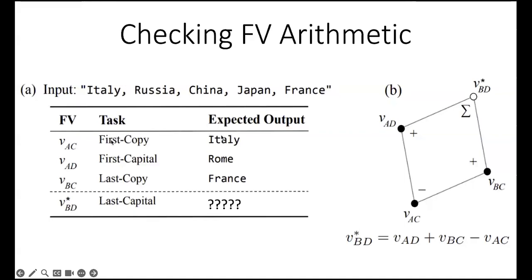So I call that task first copy, and we can get a function vector for that. We could have a more challenging thing over a list. We could say, don't give me the first thing on the list. These are all country names. Give me the capital of that first thing on the list. And the answer for that would be Rome.